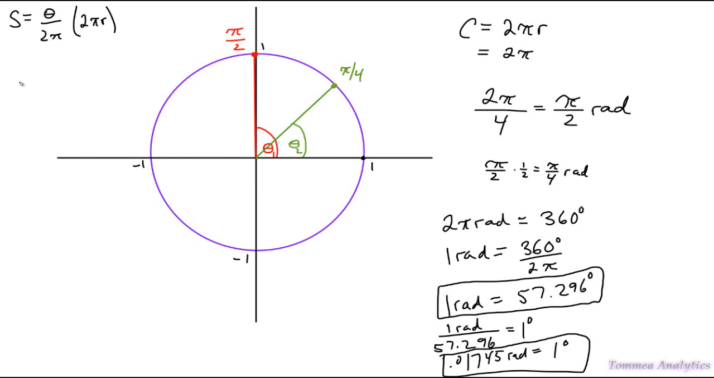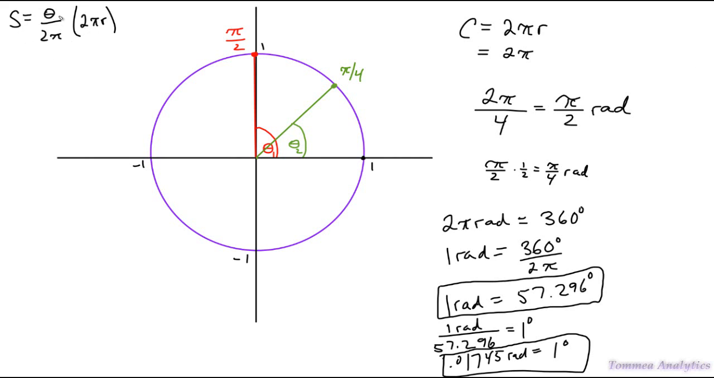Now what's happening in this equation is we have two factors. We have theta over 2 pi as one factor and 2 pi r as the second factor. These two factors multiply together to give us the arc length S. The theta over 2 pi factor is essentially scaling the 2 pi r factor. I'm going to show you what I mean by that.